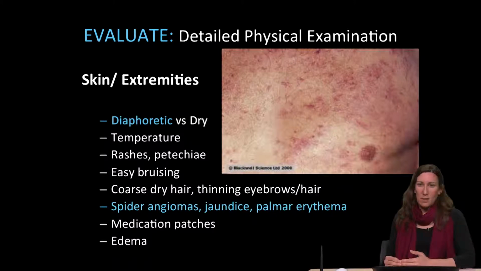And then, of course, rashes and petechiae. So thinking of bacterial meningitis, but then also of platelet dysfunction or other coagulopathy that may actually place the patient in a higher risk category for intracerebral hemorrhage. I look for coarse, dry hair or thinning hair that may be indicative of thyroid disease. And then, as you can see in the picture, and what corresponds to our patient, is we see spider angiomas. He's slightly jaundiced, and he has some palmar erythema, all of which indicate a likely liver condition. Again, I'm looking for medication patches, and then also assessing the extremities for edema that may indicate third spacing from liver disease, renal disease, or congestive heart failure.